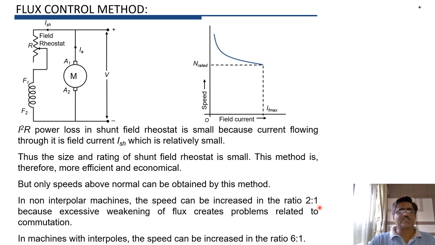If the machine is fitted with interpoles, we can go up to higher speed, and in this case, the speed can be increased in the ratio 6:1 or even more than that. So if the machine is fitted with interpoles, we can increase the speed in the ratio of 6:1 with the help of flux control method.